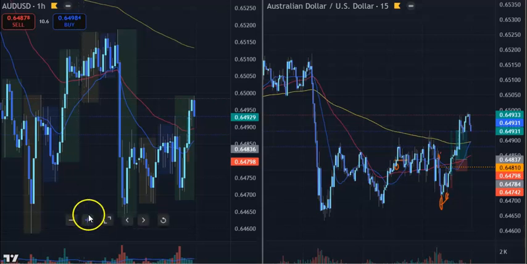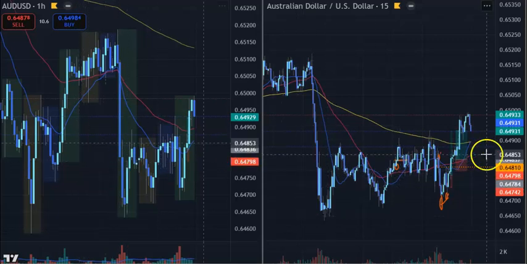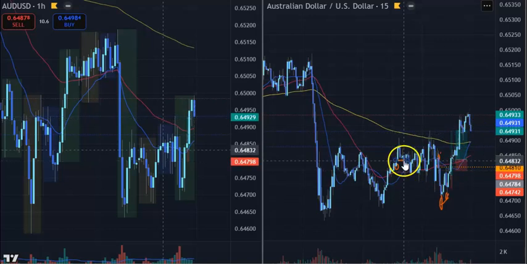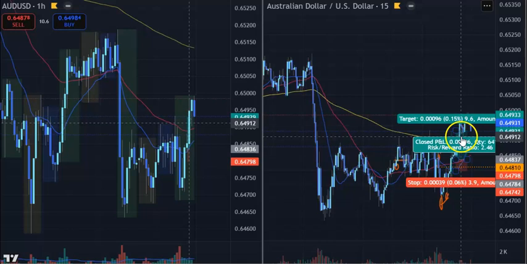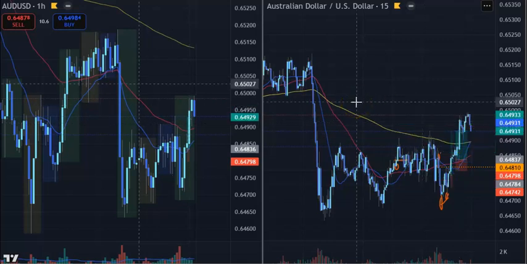Right, here we go. Aussie USD. I took a trade Friday here for a buy, and it was a profitable one. I think almost about 2.5 R. And the reason I took it, let's jump into it.